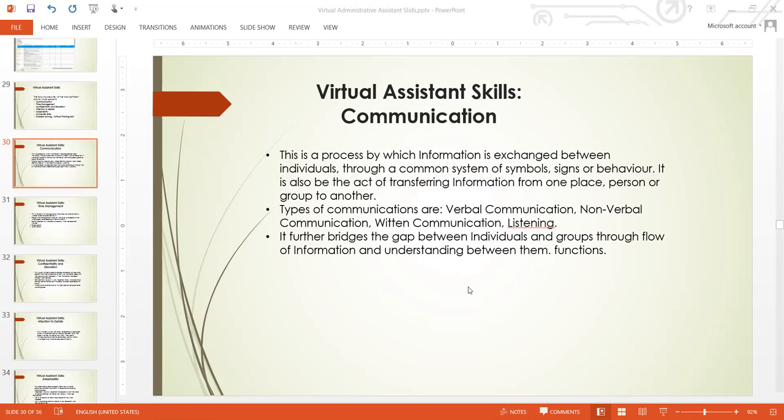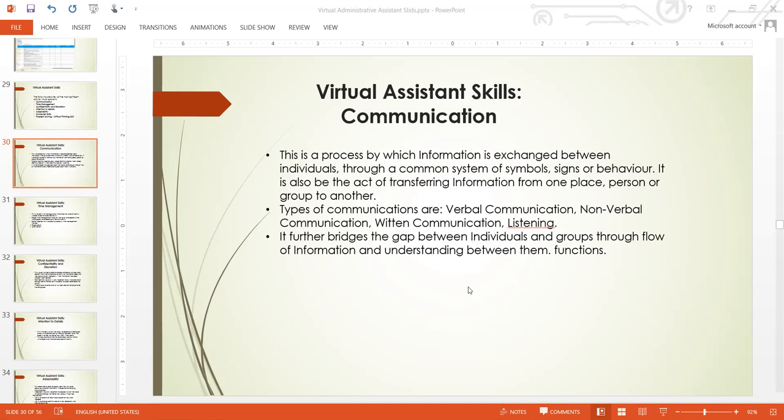As a virtual assistant, you need to have this communication skill. You need to be able to listen very well. You need to be able to facilitate workshops. Like if you are a virtual assistant meant to be a transcriber, you're listening and you have to be listening and writing. So you need to have this concentration, like listening skills, so that you can listen and be able to transcribe very well.